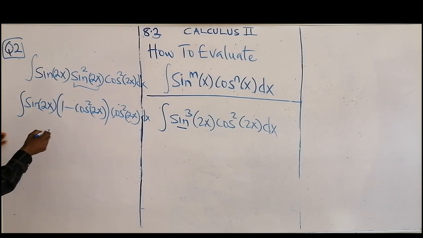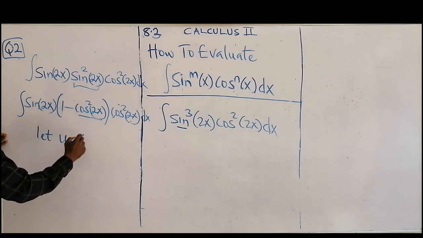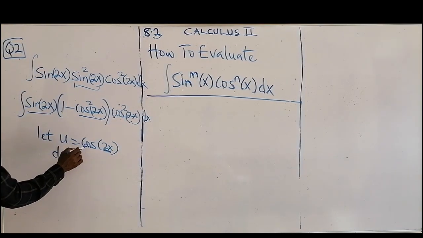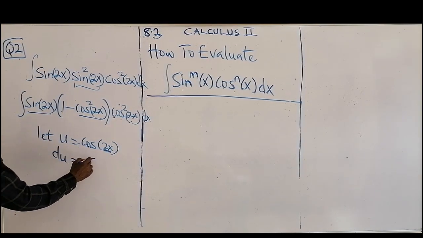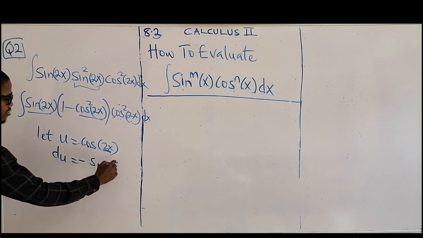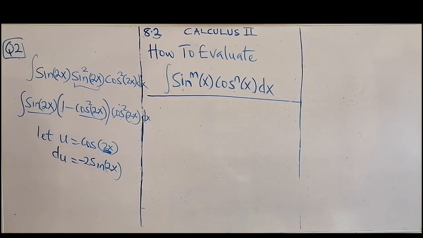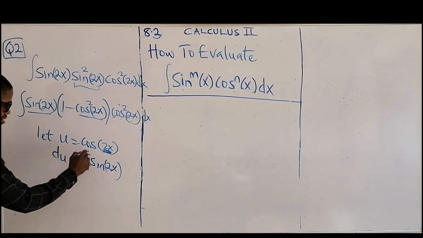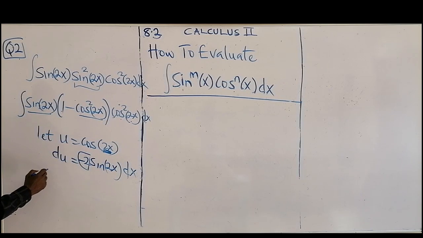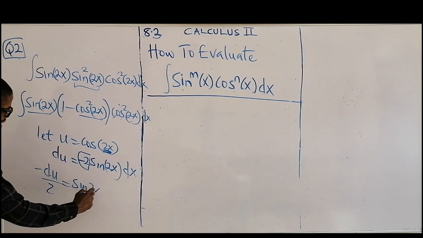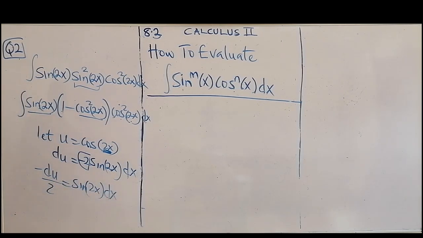Then we do the u substitution for this one, cos²x. The derivative of cosine is minus sine, the inner function, and then times the derivative of the inner function, times 2. Can we remove this one from here? Don't forget your dx. Then we have minus the u over 2 equal to sin²x dx. So then we can come back here and begin to substitute.